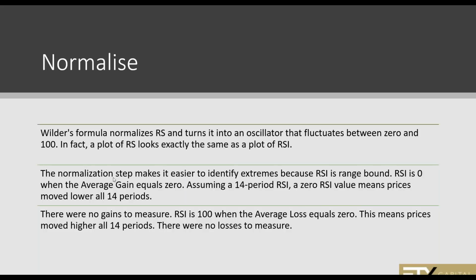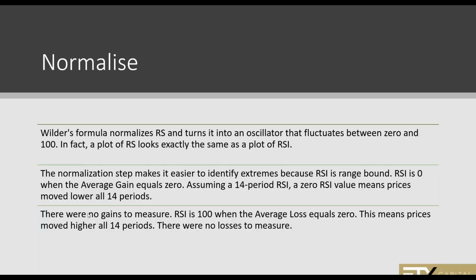Okay. So Wilder's formula normalizes RS and turns it into an oscillator that fluctuates between 0 and 100. The normalization step makes it easier to identify extremes because RSI is range bound. RSI is 0 when the average gain equals 0, assuming a 14-period RSI, and an RSI value of 0 means price moved lower for all 14 periods, where there are no gains to measure. RSI is 100 when the average losses equal 0.